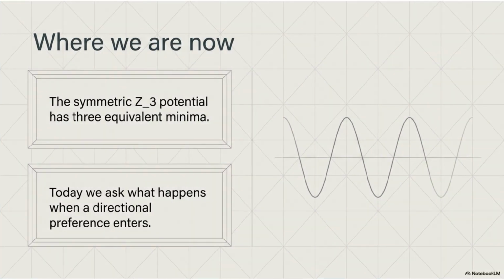So far, we've explored the symmetric Z_3 potential, which has three equivalent minima, as shown in the graph. Today, we ask what happens when a directional preference is introduced.